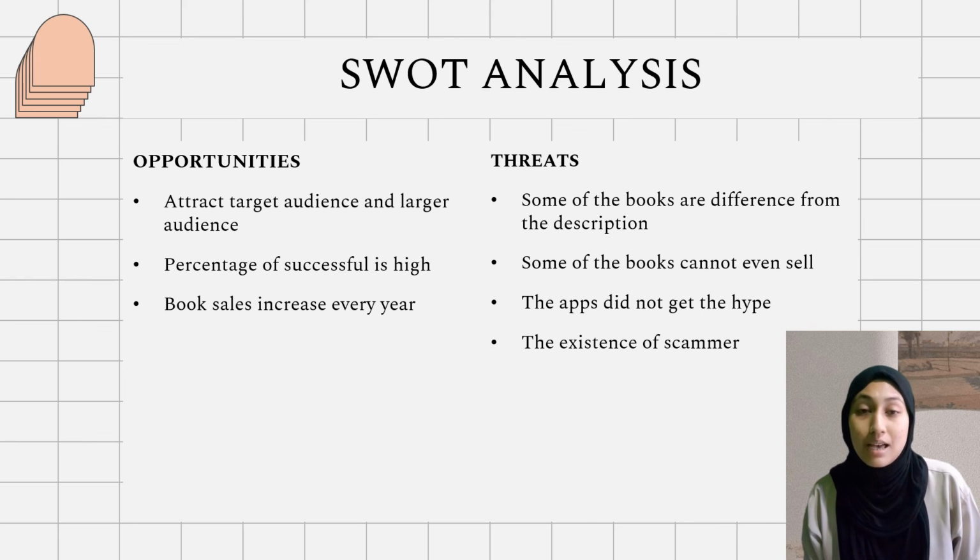Moreover, the app did not get the hype we expected. There are so many things that students need to save on their phones, so the students don't want to download the app. Instead, they prefer looking for the books they want to buy on Telegram. The last one is the existence of scammers. On this app, everyone can be a seller if they have books to sell, and anyone can be a buyer if they prefer to buy second-hand books.